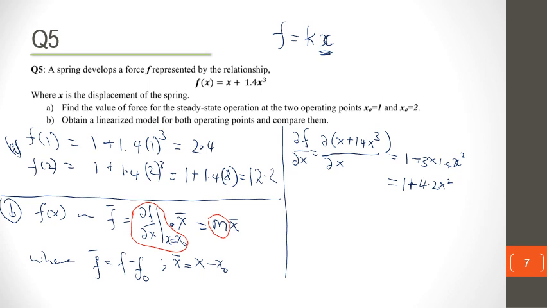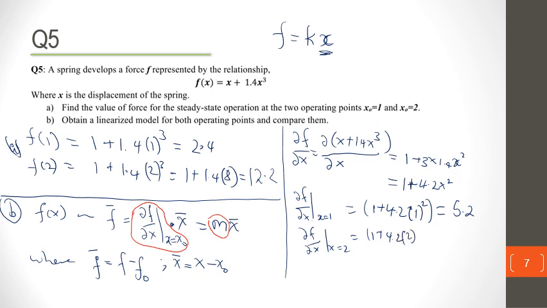But now we need to have the first derivative evaluated at x equal to 1 for the first point. So this is going to be 1 plus 4.2 times 1 squared, and this gives us 5.2. The second one, we evaluate at x equal to 2, and this is 1 plus 4.2 times 2 squared, and that gives us 17.8 if we do the calculation.